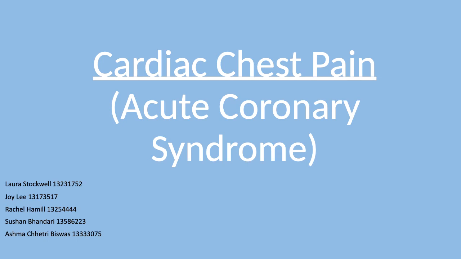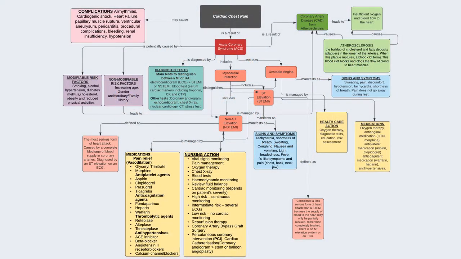Our topic for this presentation is cardiac chest pain, secondary to acute coronary syndrome. On this slide, you can see our concept map. Here, we explore the relationships between the pathophysiology of the disease, risk factors, signs, symptoms, diagnostic tests, complications, medications, and management. We will expand on these topics as the presentation continues.